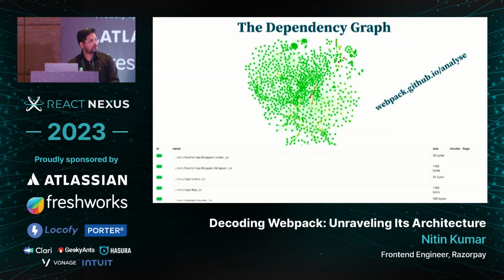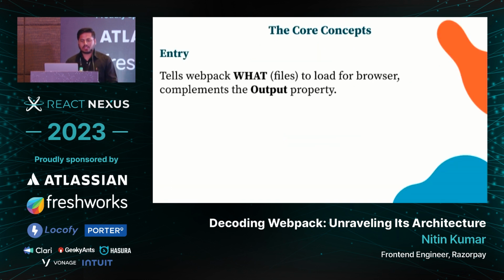If you want to visualize your dependency graph, Webpack offers an official tool. You can go to this URL, webpack.github.io/analyze, and upload the stats file of your Webpack bundle. It will generate a graph like this. In this, each dot is actually a Webpack module, which is a file. So this is a good way to visualize your dependency graph. Entry basically tells Webpack what files to load for the browser, and of course it complements the output property.